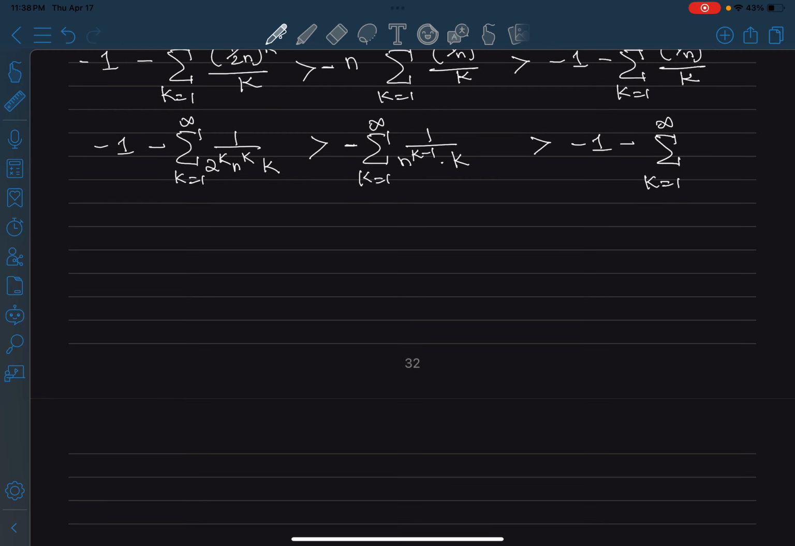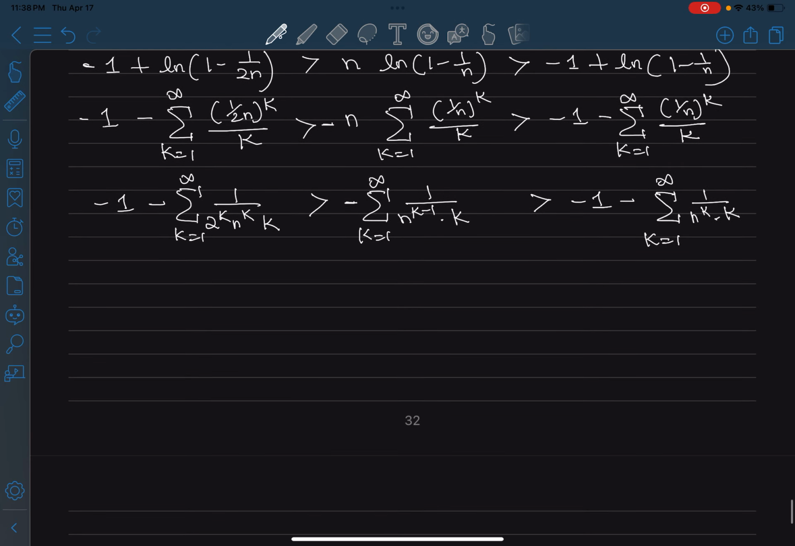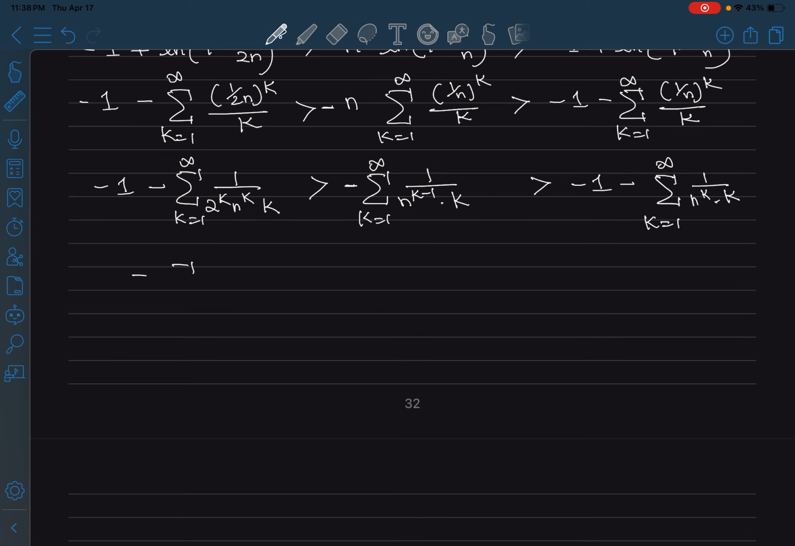Okay. So if we just add one, let's just complete this. 1 by n to the power k times k. Now if we just add 1 to all the sides, we get minus the sum from k equals 1 to infinity of 1 by 2 to the power k times k, which is greater than 1 minus the sum from k equals 1. I think there's a better way to write it.